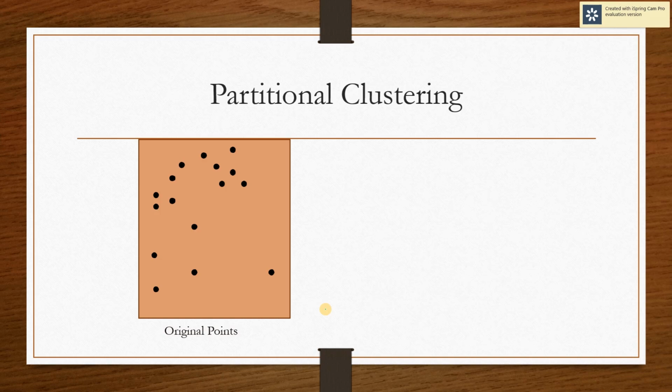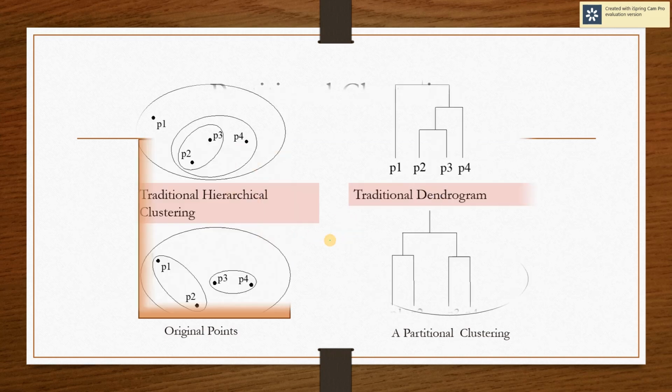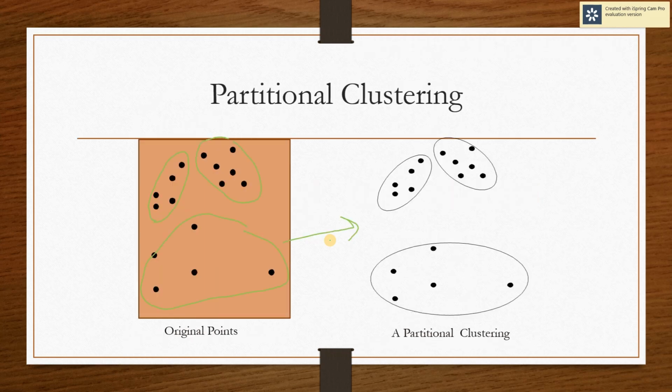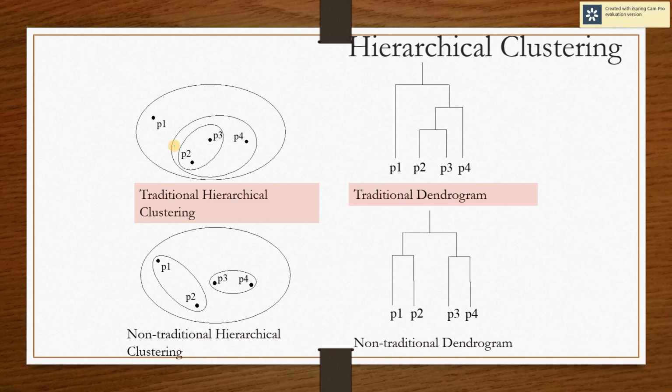So this is the original point when we say that we are doing partitional clustering. We won't have any overlapping subset, so each object will belong to one cluster, so there will be no overlapping here. So this one would be the partitional clustering. However, with hierarchical clustering, there may be overlap based on the dendrogram.